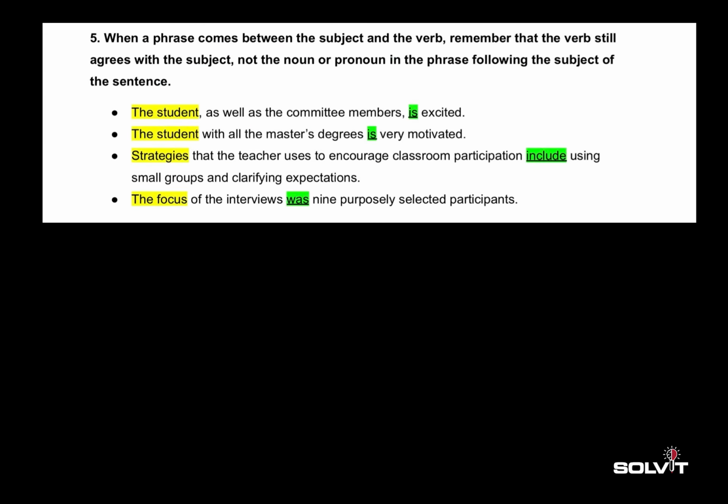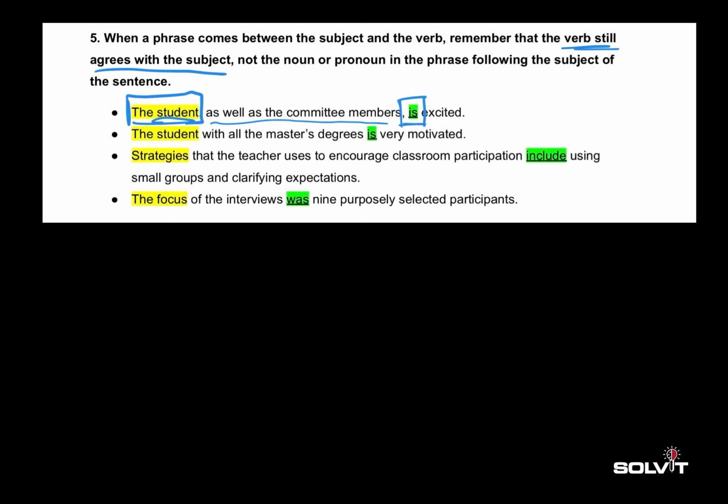Okay, so the fifth rule is when a phrase comes between the subject and the verb, remember that the verb still agrees with the subject, not the noun or pronoun in the phrase following the subject of the sentence. So what this means is that sometimes our sentences are very long, and there are a lot of different words between the subject and the verb. So our subject in this case is the student, and our verb in this case is, right? The word is the verb. So now, as you can see, there's a whole phrase between the subject and the verb.